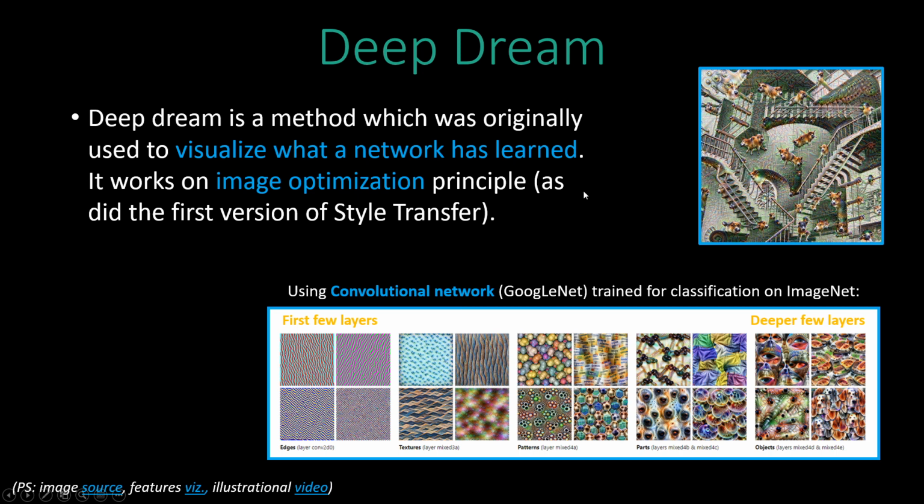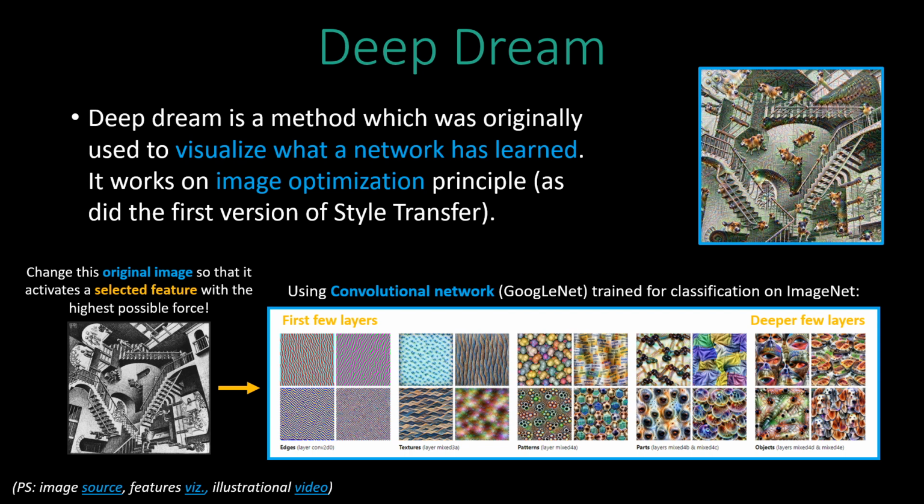Okay, so we can use a network like this with some original image on the input. Let's describe the deep dream algorithm. We start with some original image on the input and then select some features somewhere inside this network.